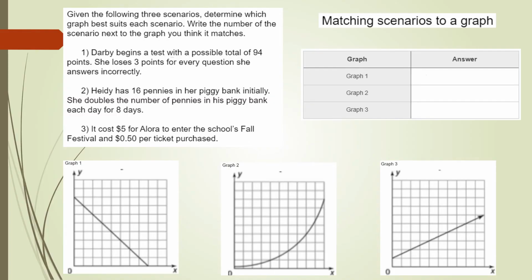In this activity, you are given 3 scenarios and 3 graphs. You have to match these. And so look at scenario number 1. Darby begins the test with a possible total points of 94 points. She loses 3 points for every question she answers incorrectly.